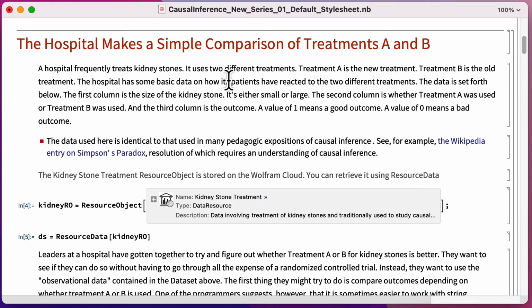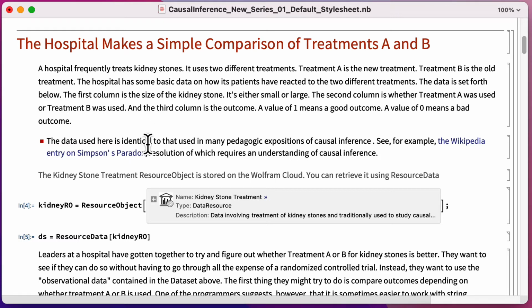We've got this hospital and it has 2 treatments for kidney stones. Treatment A is the new treatment and treatment B is the old treatment. And they've been keeping some data on how patients have reacted to the 2 different treatments. I'm about to retrieve that data.